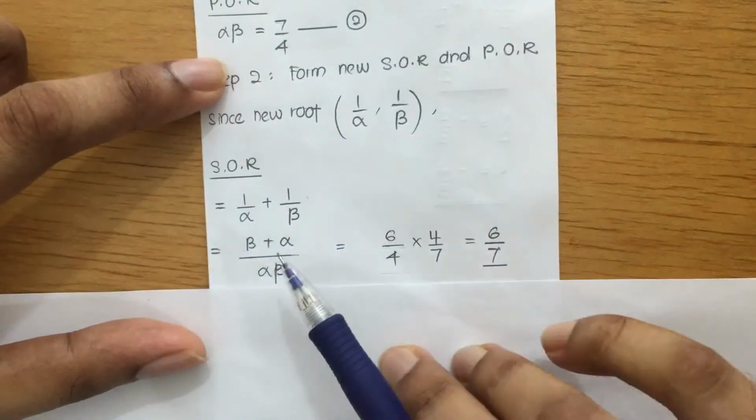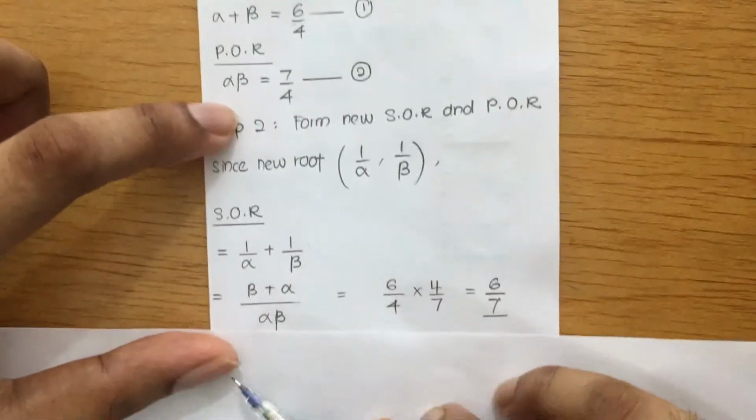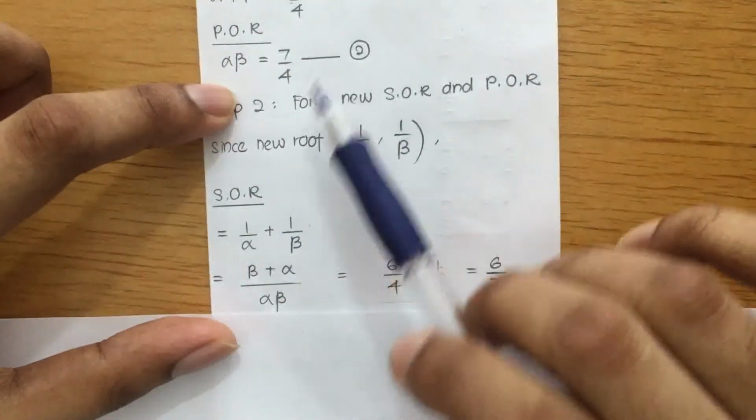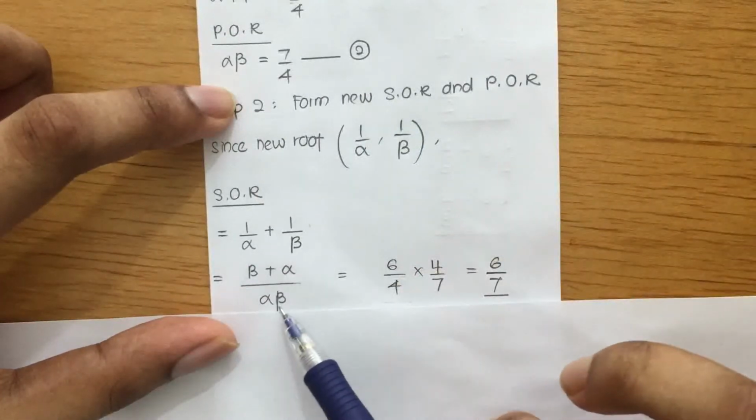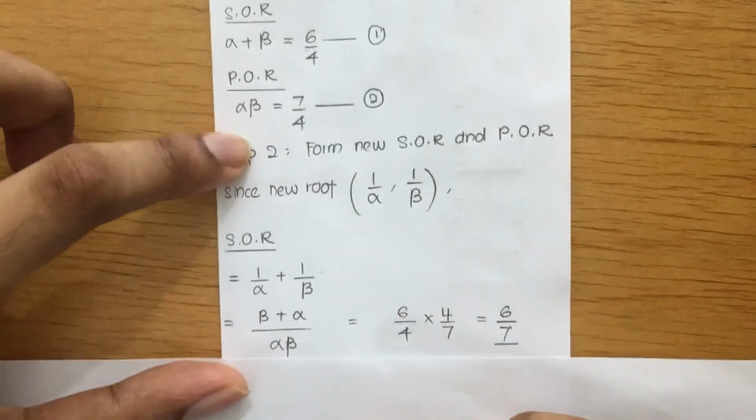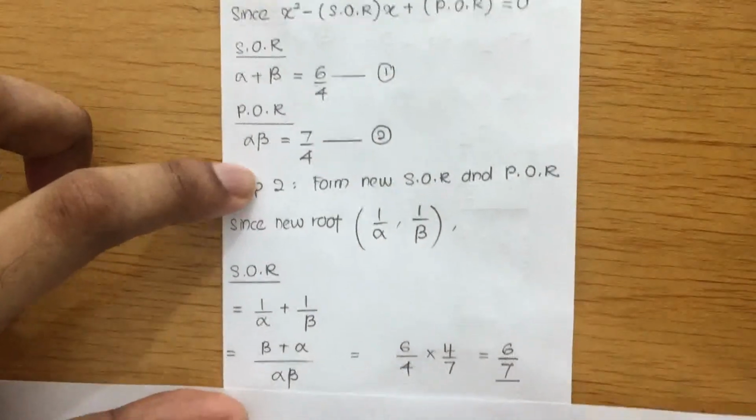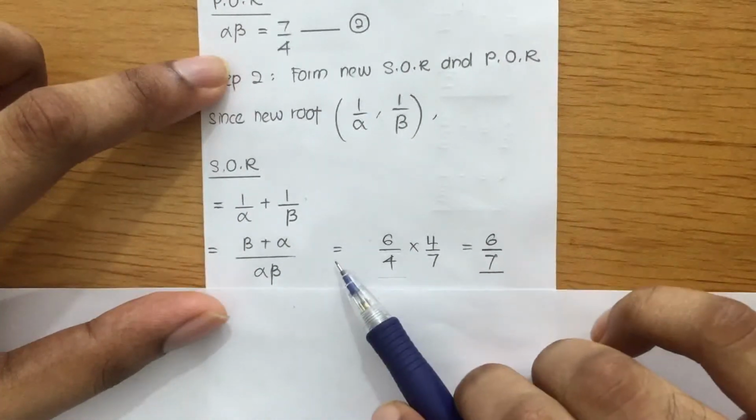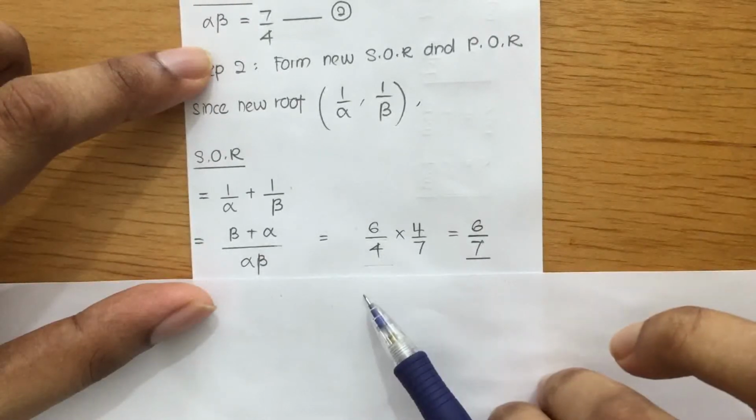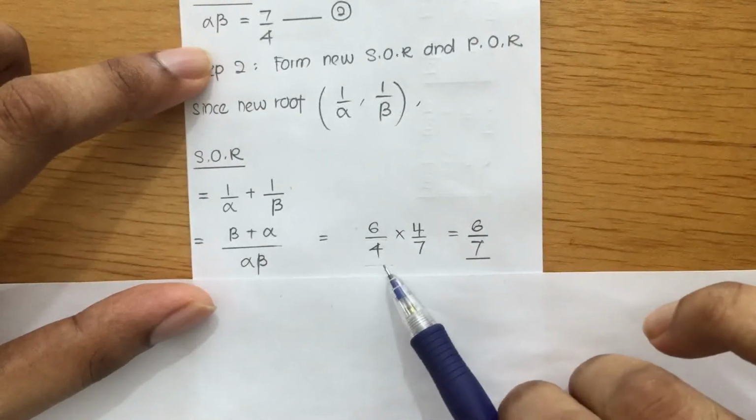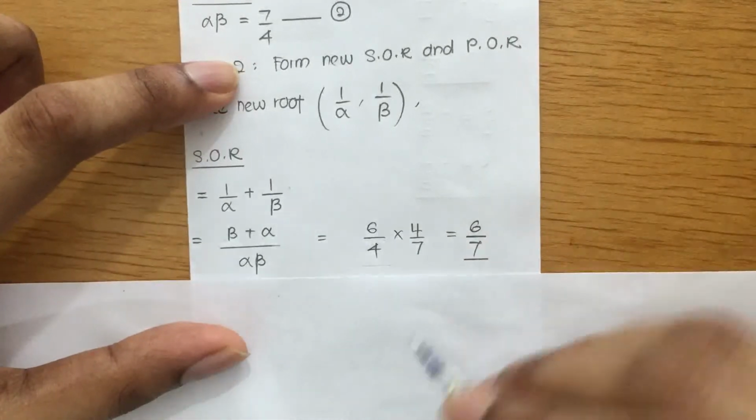Remember that I've labeled equation 1 and equation 2 over here. This is the purpose. Since we have already found in the earlier step that alpha plus beta equals 6 over 4 and alpha beta equals 7 over 4, we're going to substitute these two expressions with equation 1 and equation 2 respectively. So what you get is 6 over 4 divided by 7 over 4. When you divide by a fraction, 7 over 4 becomes 4 over 7. So this 4 and 4 will cancel off.